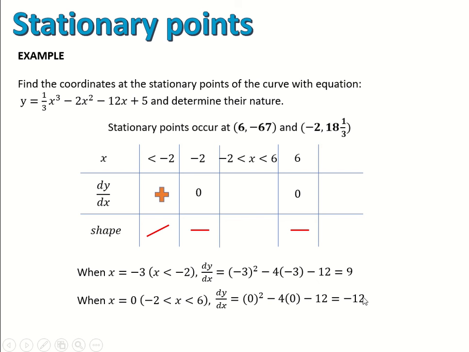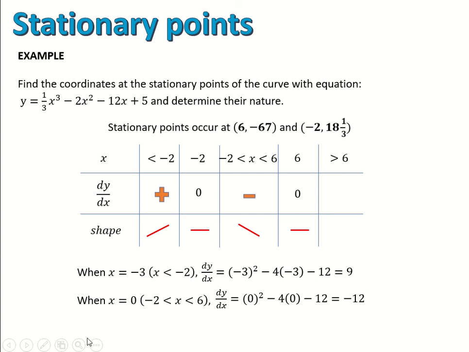Again, I'm not really interested in the fact that it's 12. That's not telling me much. It's telling me that it's quite a steep gradient, but it's a gradient going down. It's a negative gradient, in which case it's going down, which does confirm what I thought. This is a maximum turning point. But I'm still going to look after 6 and see what's happening.